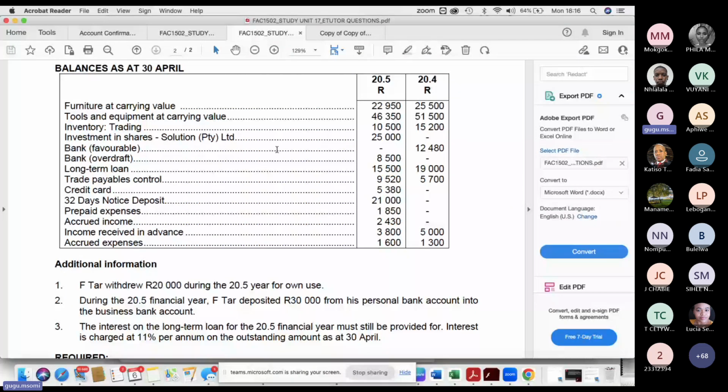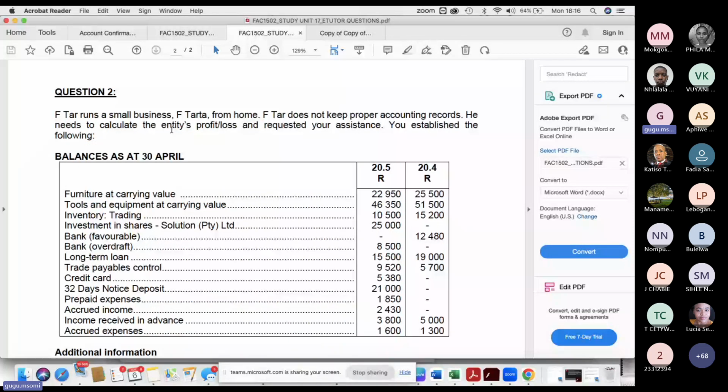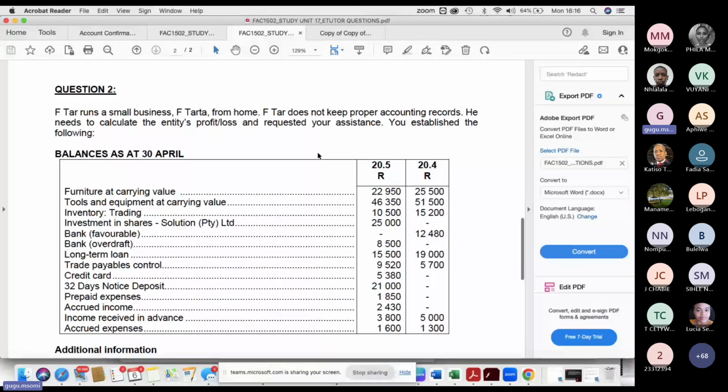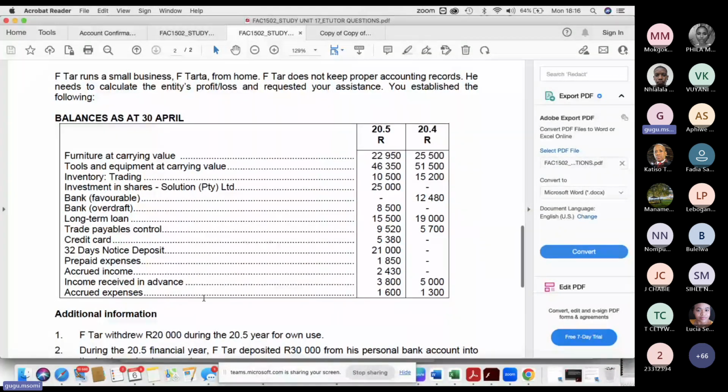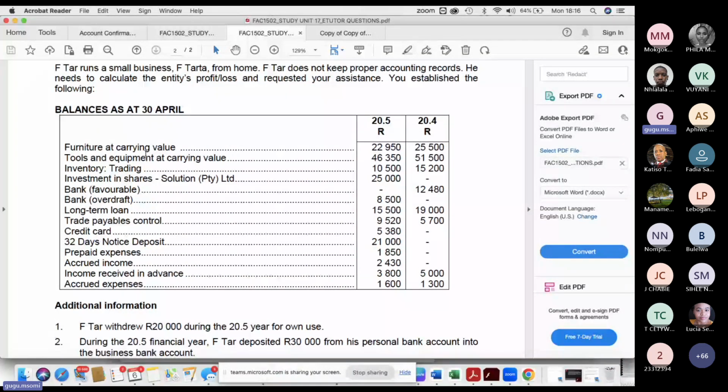So if we can just recap the question. We've got this person who runs a small business from home, and he doesn't keep accurate accounting records. And so they require our assistance in preparing a set of financials based on the information that we have available. From the question, they've given us some balances and some additional information.